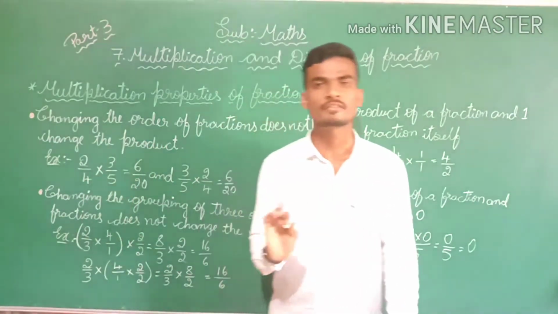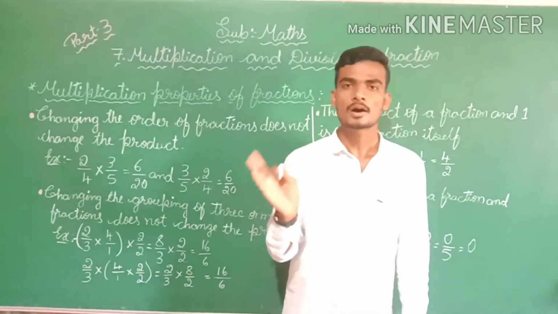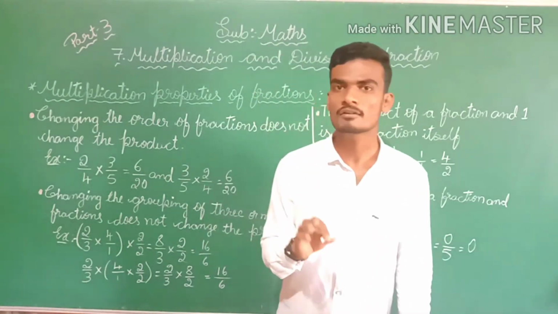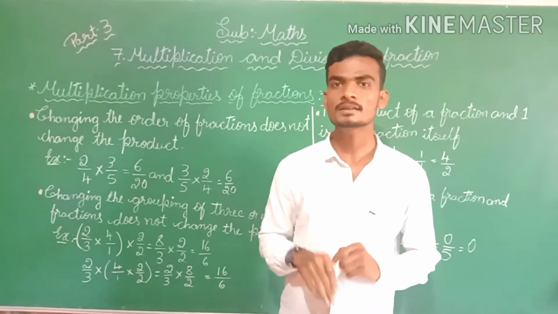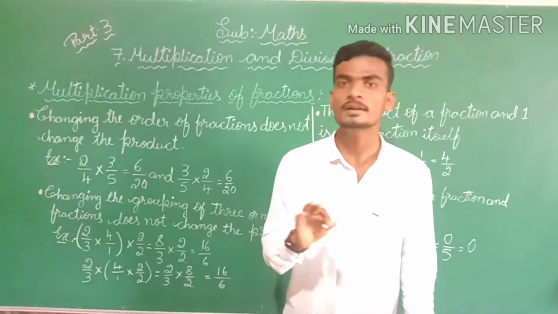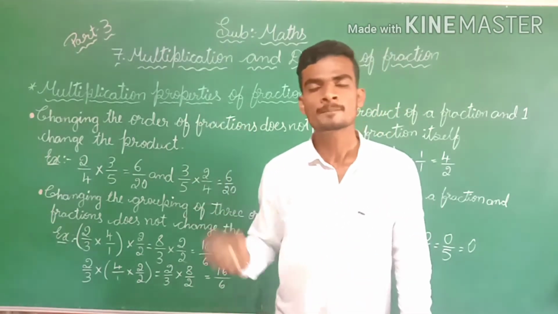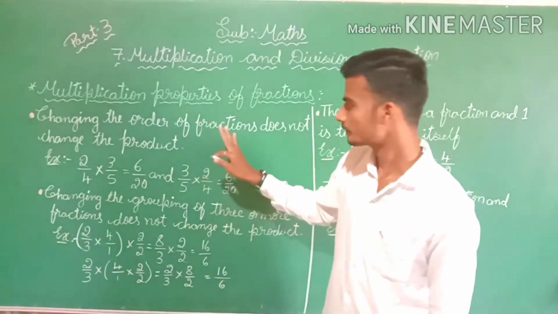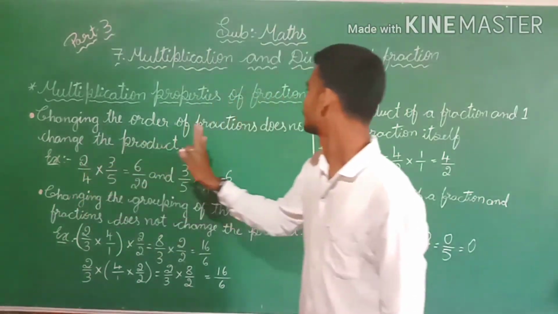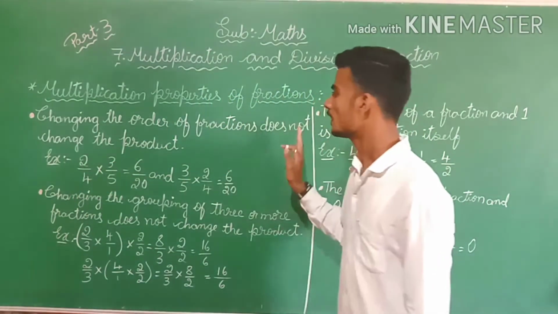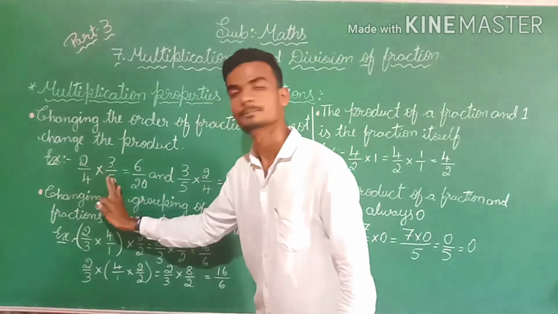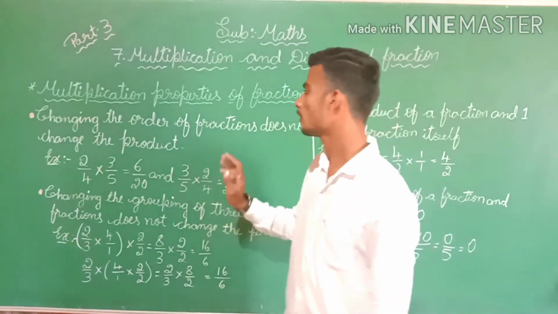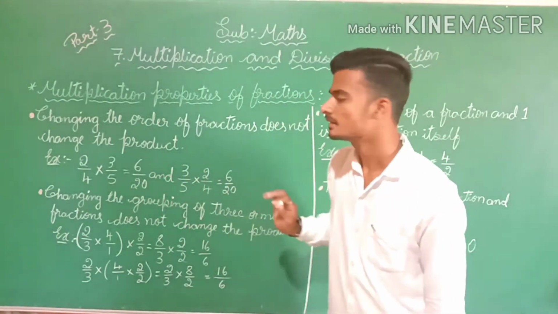Dear students, we learned this changing of order in the third chapter, in the multiplication topic of the four operations. If we change the order of the numbers, we get the same product. Here also in fractions, if the places of the fractions are changed, you will get the same product. The product does not change.